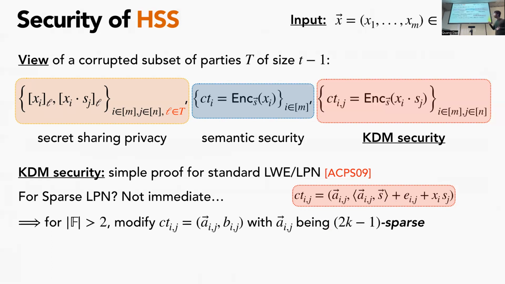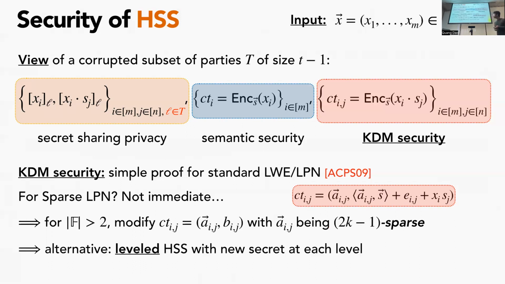We did show that if the field is not binary, then we can salvage this proof with the caveat that now these AIJs will be 2k-1 sparse. Our idea is basically you add two different k-sparse vectors in different ways to make it so that we can hide this key-dependent message. Or an alternative is that we can do a leveled HSS scheme with a new secret at each level. So now we're no longer encrypting the same secret. We're encrypting the secret of the next level, and so we don't have the circularity issue.